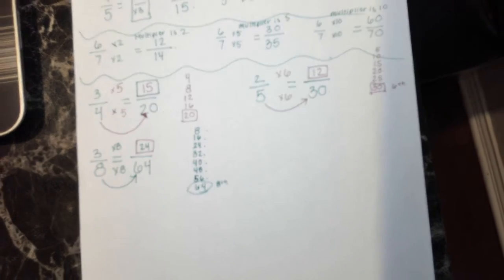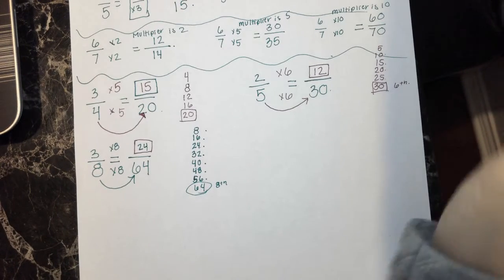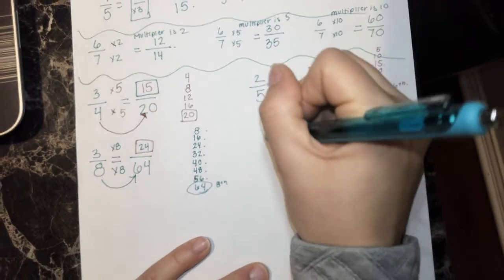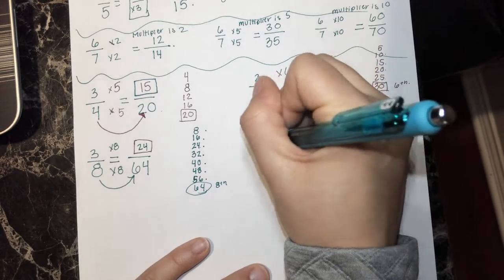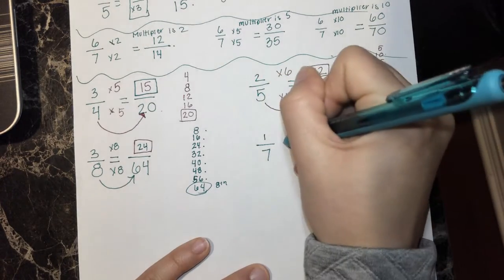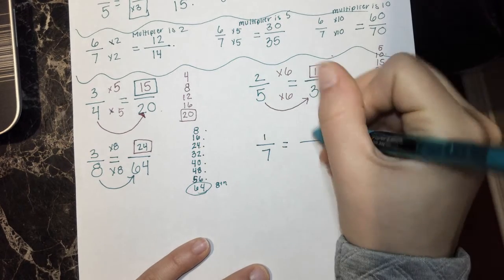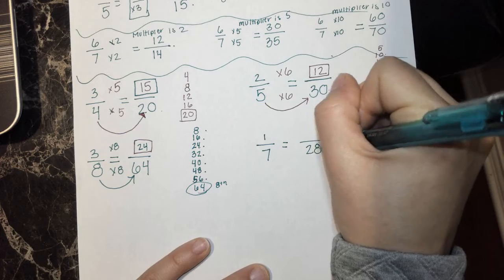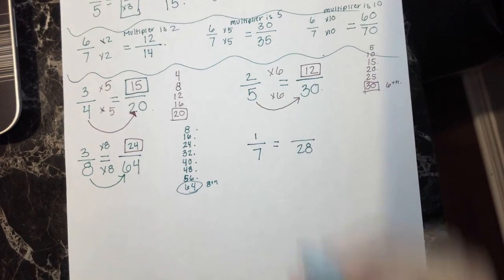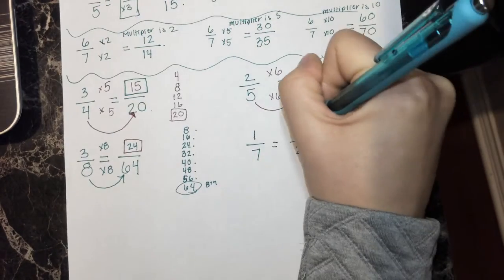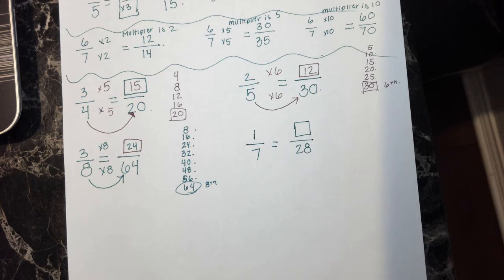Let's do one more where we're missing the numerator. Let's say that I have 1/7 equals how many 28ths? Okay, so go ahead, pause the video. You are looking for your numerator here.